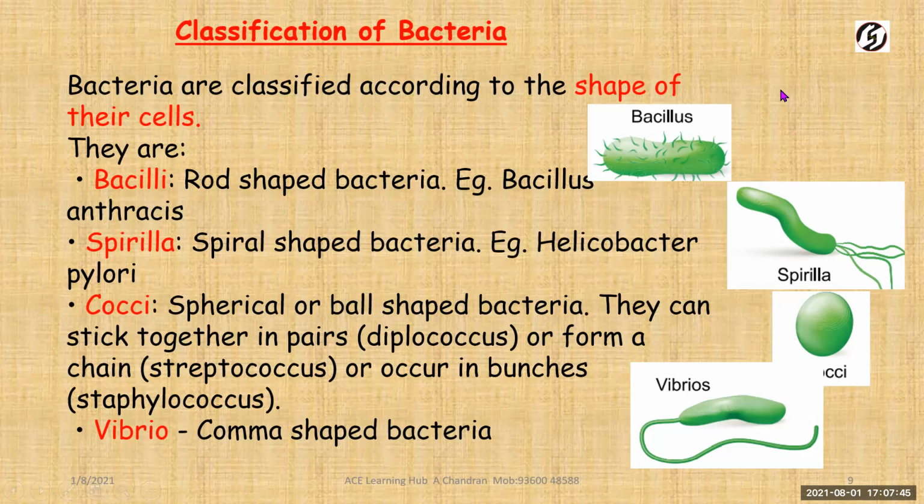Depending on the number of cells and how they are shaped, bacteria are classified into different types. The one known as Bacilli is a rod-shaped bacteria. Then there is Spirilla, which is spiral shaped. Then Cocci, that is a ball-shaped one. Then we have Vibrio, which is comma shaped. So depending on the bacteria, the shape also changes. There are 4 types: 1, 2, 3, 4.